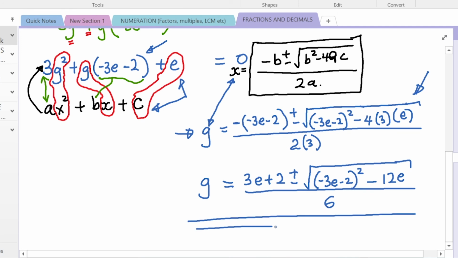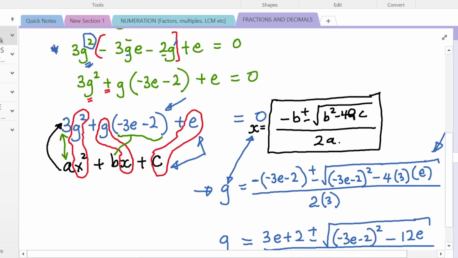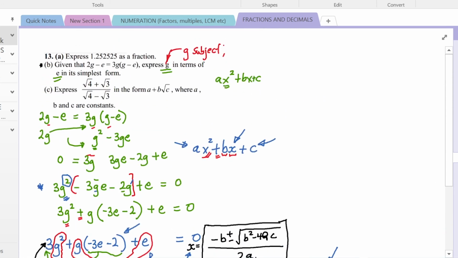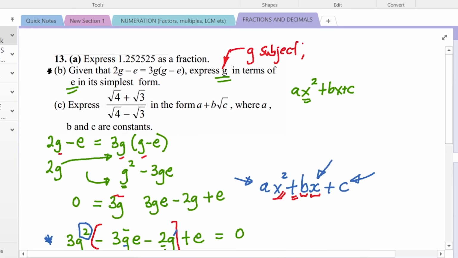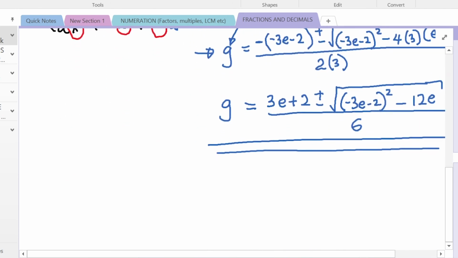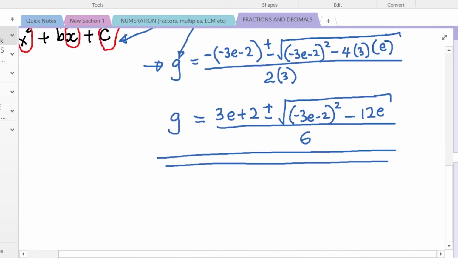And that's the answer. By that answer, we have answered part B. We have been able to express G in terms of E. And I think this is the simplest form we can go. So that's the answer right there.